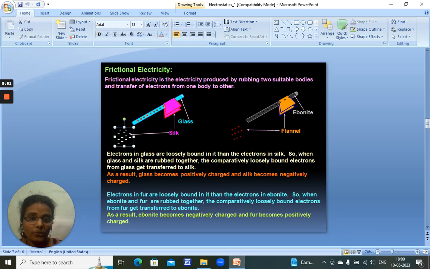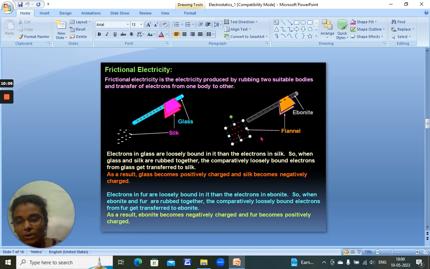Opposite is the case here. You can see what happens: when the fur cloth is rubbed with ebonite, the fur cloth gets positively charged, as the opposite is the case. The fur cloth has loosely bound electrons and they are transferred to the ebonite rod.